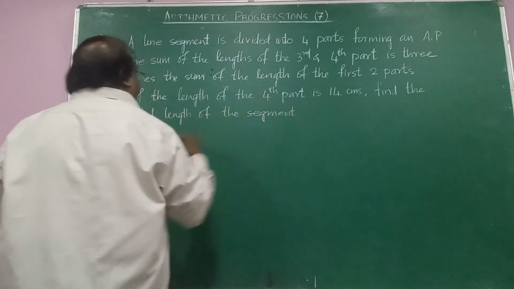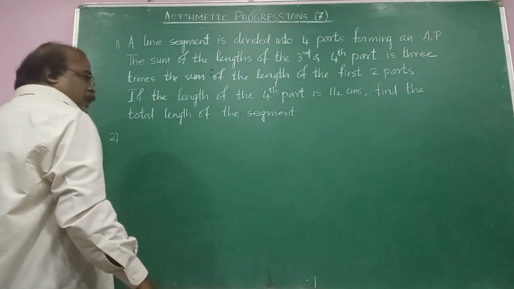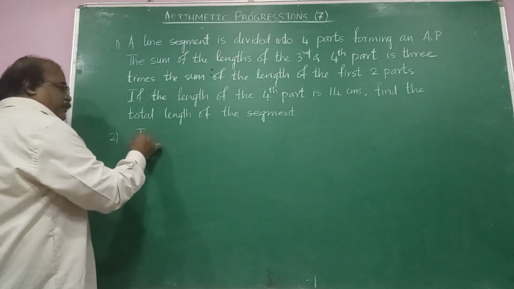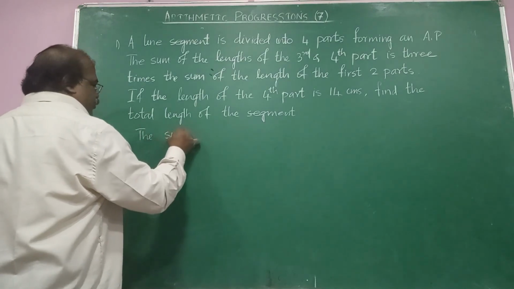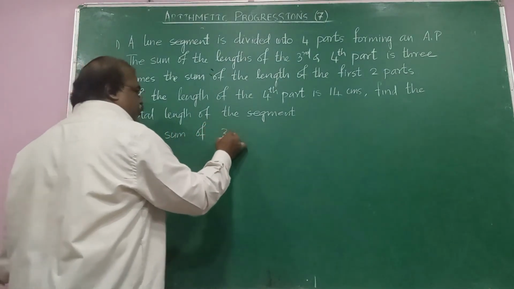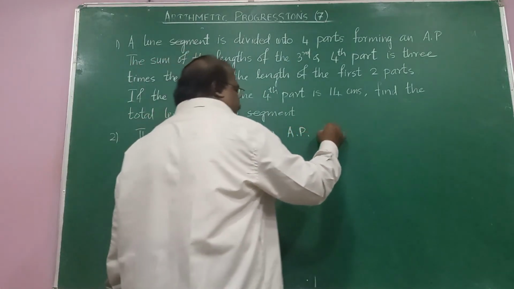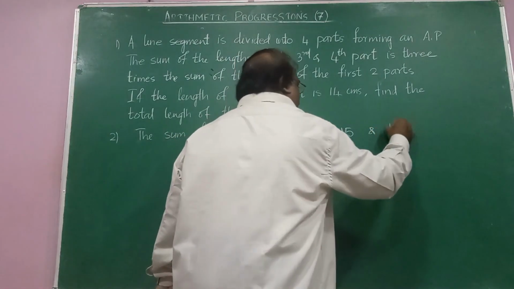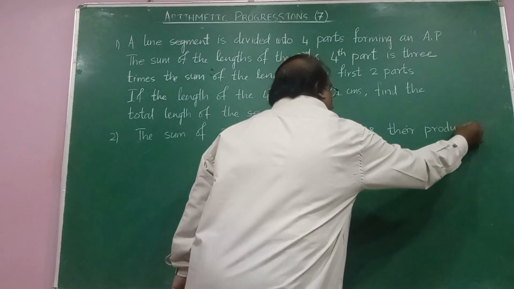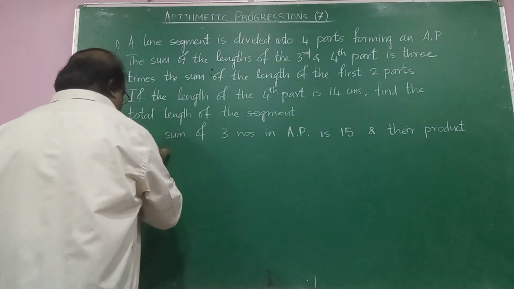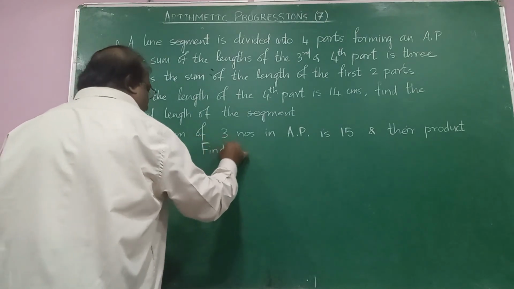Asked in April 2019. This is a sum which I have already done, asked many times in examination. Same type of sum I have already done. The sum of three numbers in AP is 15 and their product is 105. Find the numbers.